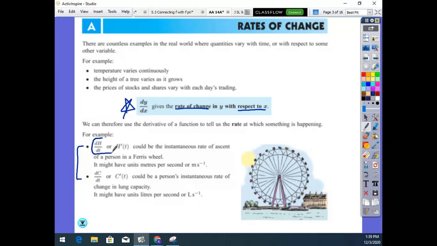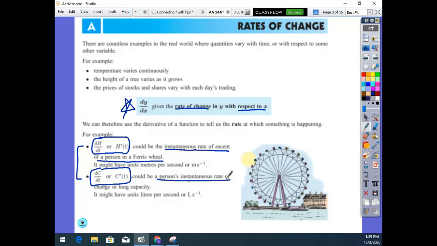I wrote dh dt, or we could say h prime of t, could be the instantaneous rate of ascent of a person in a Ferris wheel. I didn't write the units down. I just wanted to make sure you understood what the derivative is finding: a person's instantaneous rate of change in lung capacity. So these are just going to be word problems. Anytime you see the word rate of change, instantaneous rate of change, it's telling you to take the derivative.